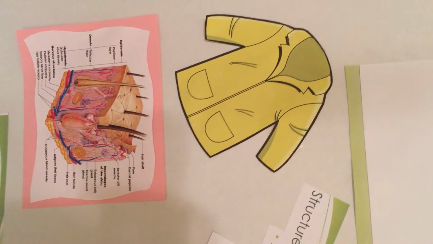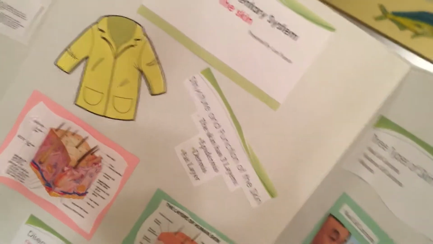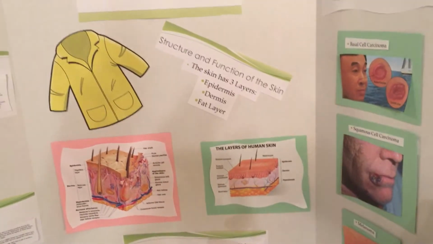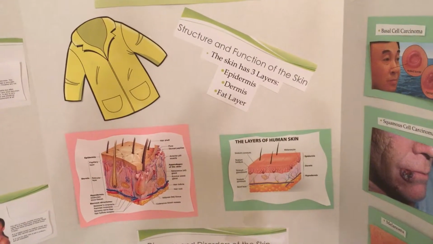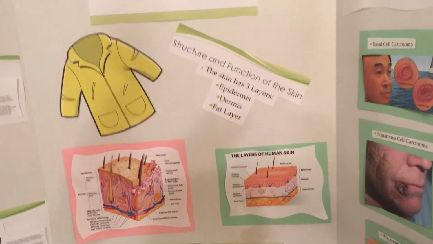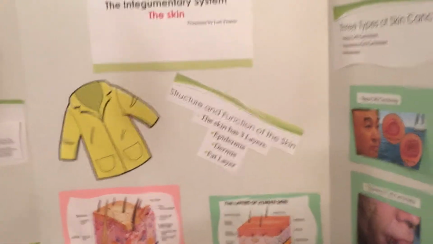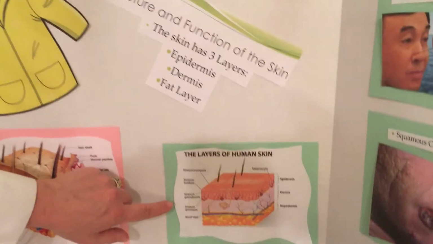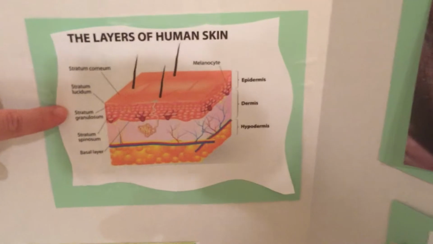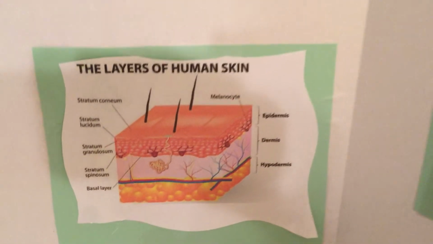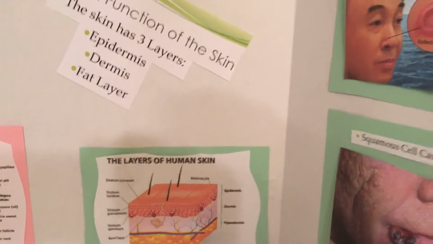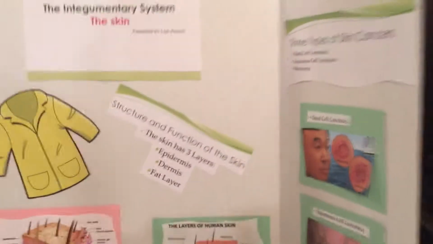The layers of the epidermis. There are actually 5 layers of the epidermis, and we are going to start from the bottom layer and work our way up, which is the stratum basale, which is right here. Then we're going to be going to the stratum spinosum, stratum granulosum, lucidum, and corneum. And these cells each have a specific function.